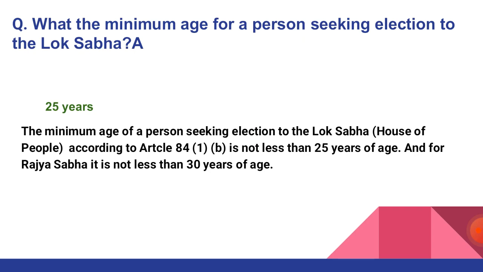Next question. What is the minimum age for a person seeking election to Lok Sabha? Here the correct answer is 25 years. The minimum age of a person seeking election to Lok Sabha, the House of the People, according to Article 84(1)(b), is not less than 25 years of age, and for Rajya Sabha, it is not less than 30 years of age.